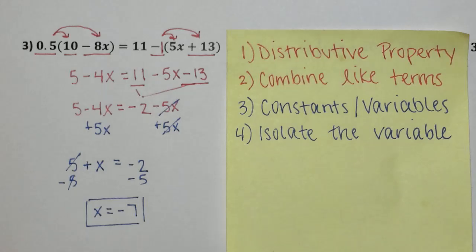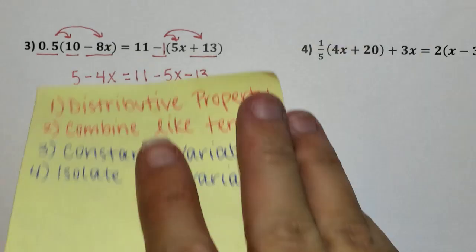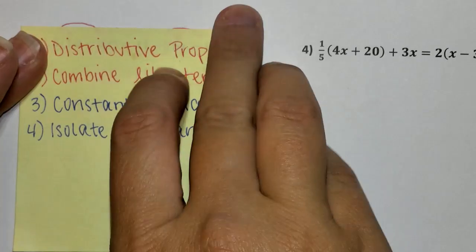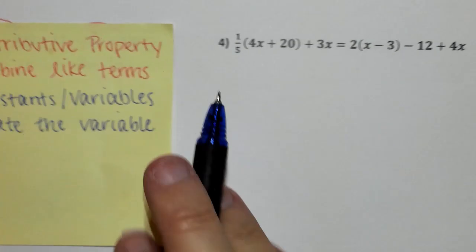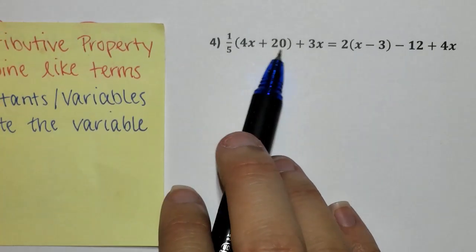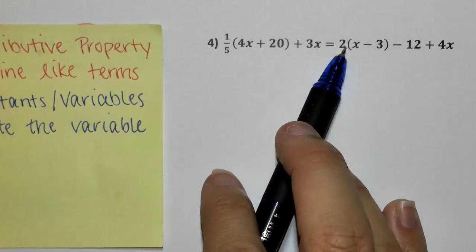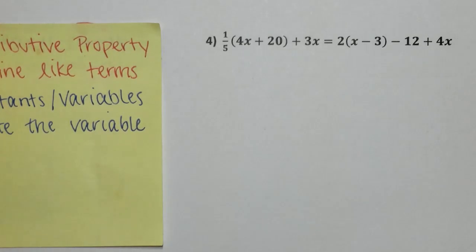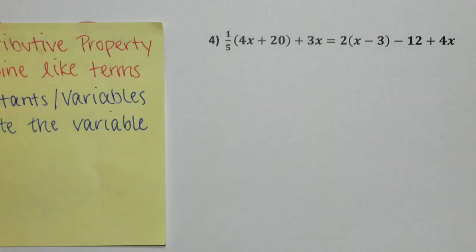All right, number 4. Number 4, it's long. Got 1/5 times 4x plus 20 in parentheses plus 3x equals 2 times x minus 3 in parentheses minus 12 plus 4x. All right, so take it one step at a time. Even though it looks long, it's not difficult if we just follow our steps.